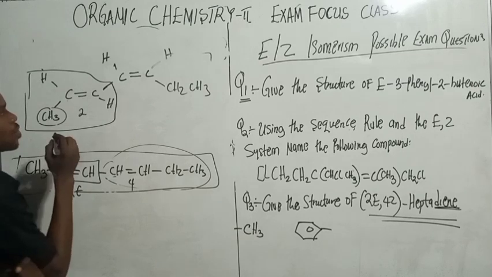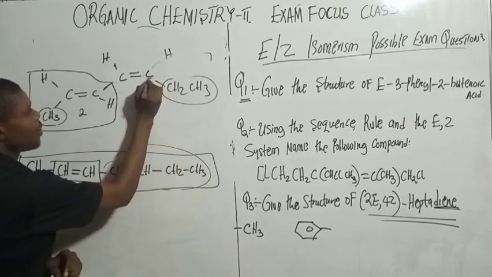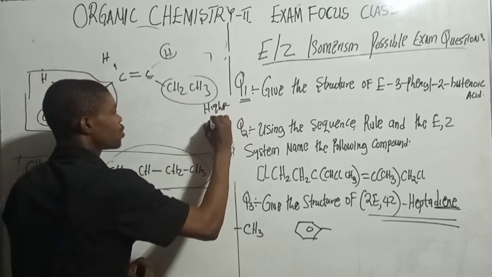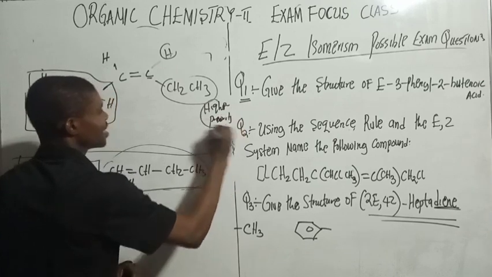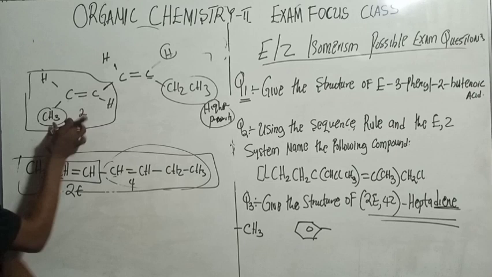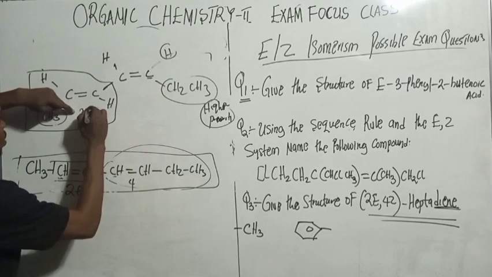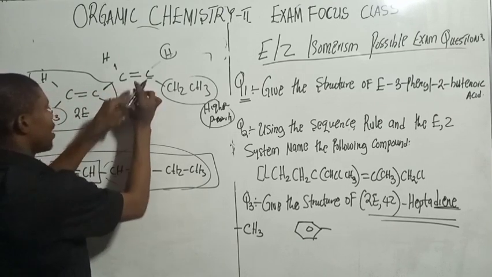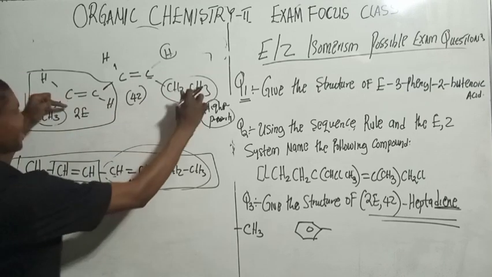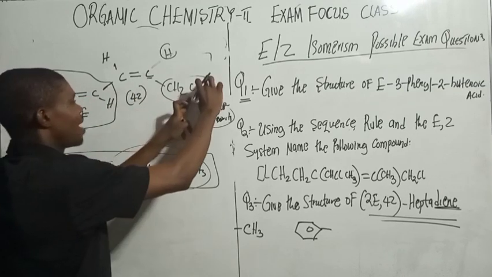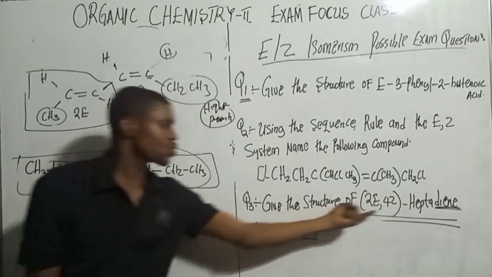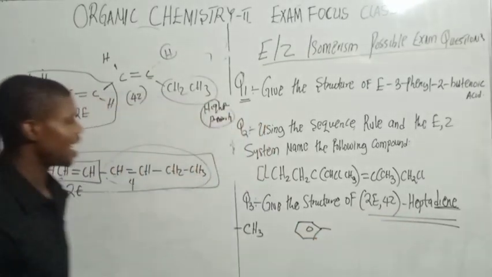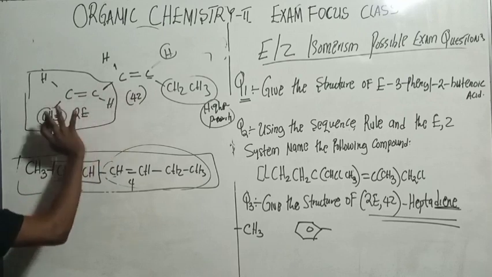Now, do you know the reason why? Because this carbon here has hydrogen, this will have higher priority, right? This will have higher priority, and they also have higher priority. So my carbon four, which is 4Z, now at this carbon four, these two should be on the same side, right? Because this will have higher priority, this will have higher priority. This is the structure they asked us to draw: give the structure of 2E, 4Z, hepta. So this is the structure.